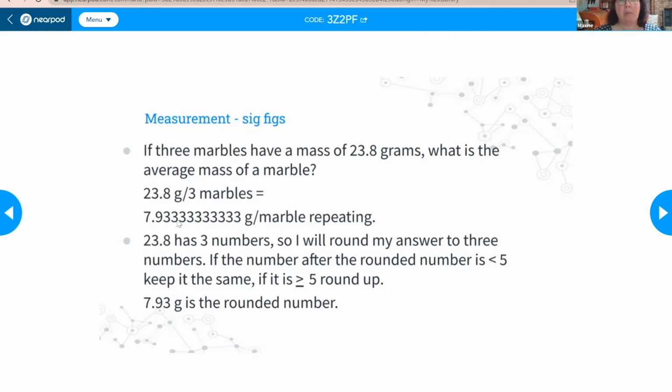If the number after the number you're rounding to is less than 5, you're going to just keep the number the way it is. If the number after the number you're rounding to is 5 or greater, you're going to round it up. And you're probably really familiar with this with grading. Most teachers, if you have a 0.5 or greater, most grading programs will round you up. So if you had an 89.5, that would round up to a 90. So the rounded number that I would actually record for that would be 7.93. Again, I wouldn't put all the numbers after the decimal. I would just put the same number of digits that I had in my original measurement.